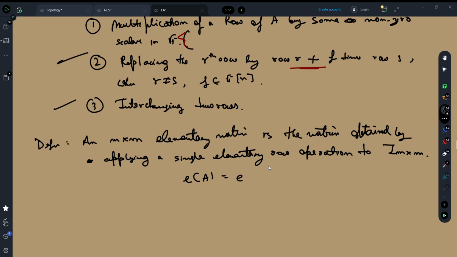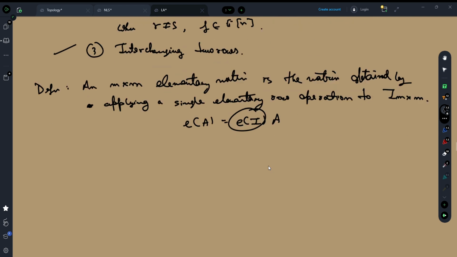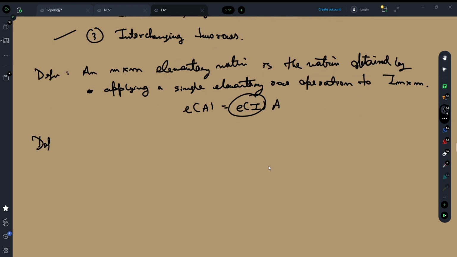and the rest of the definitions follow obviously, because we can write e of A to represent a single elementary row operation. So this is typically the elementary row operation on I, times A. We can consider this to be a matrix again. So this gives rise to another definition, which is also pretty relevant: two matrices are said to be row equivalent.